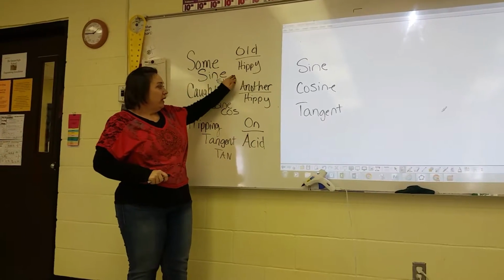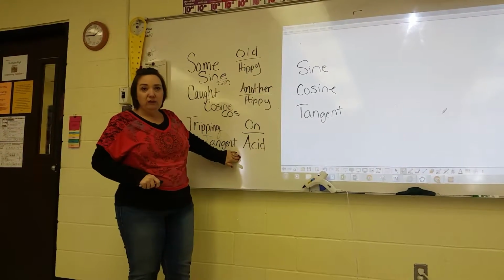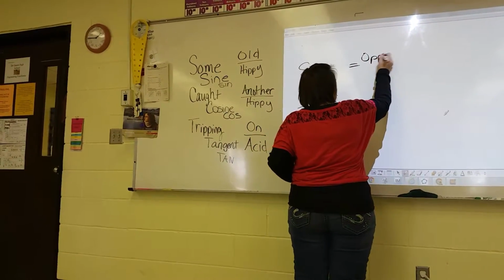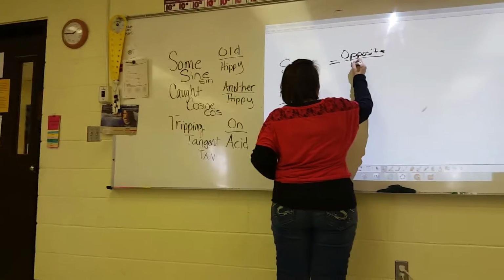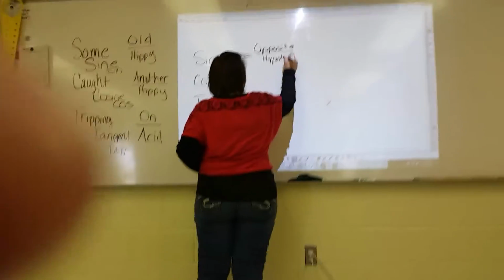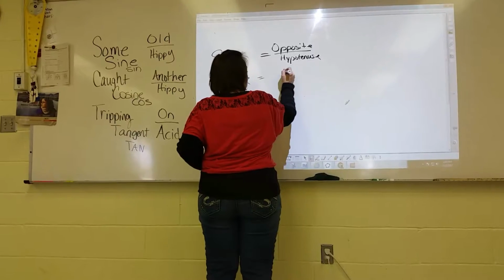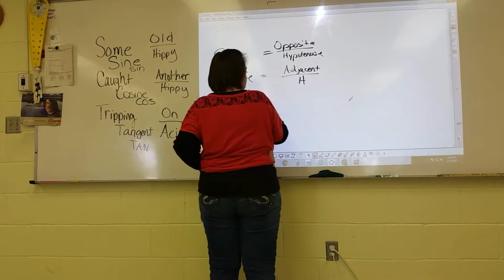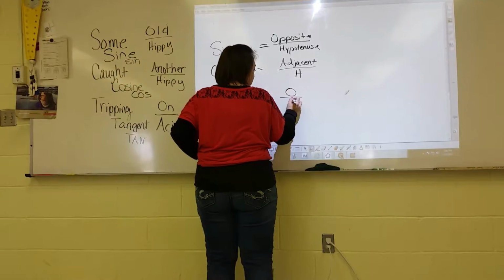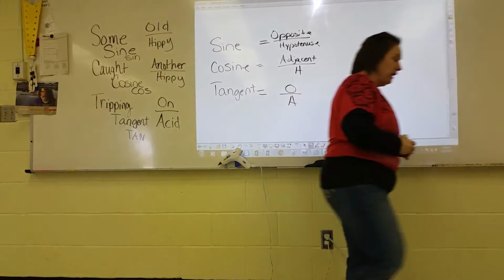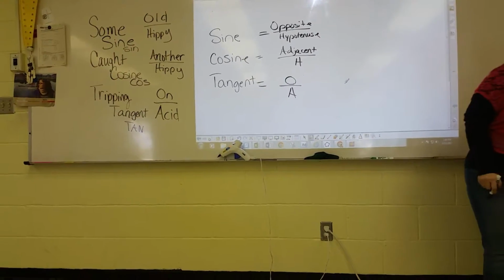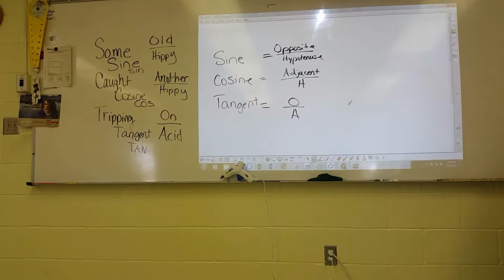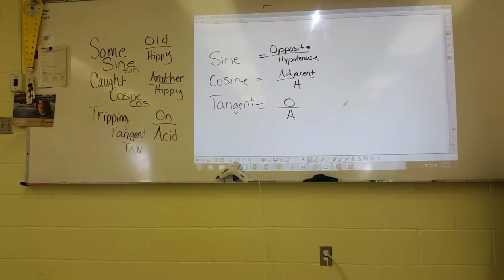Now, this OH, AH, OA stands for opposite, hypotenuse, adjacent, hypotenuse, and then opposite and adjacent. So we basically have 3 words representing there: opposite, adjacent, and hypotenuse. What do y'all think those are referring to?